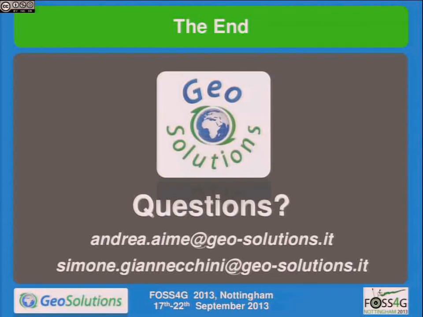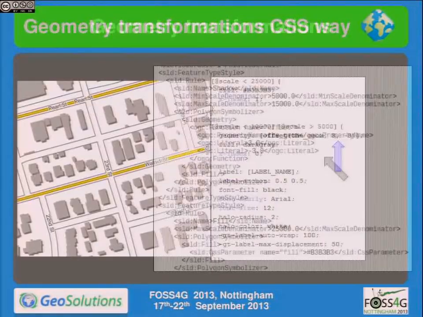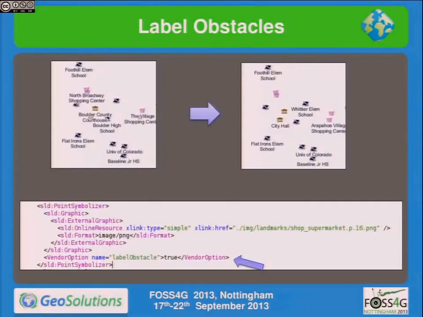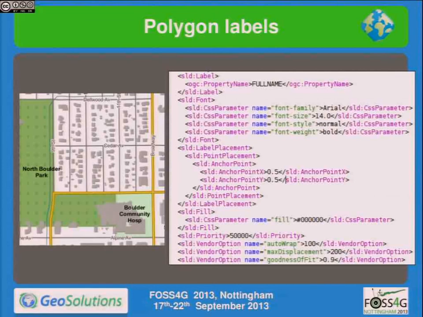Yes? With the labeling context, is there some way to give priority to some labels? Oh, yeah. The option was always there, but I never actually talked about it. Let's see here. SLD priority, and I'm giving it a number. The higher the number, the higher the priority for that label. On the parameter, the value of that parameter. Ah, yes, that can be an expression. You can pick it from the database if you want.